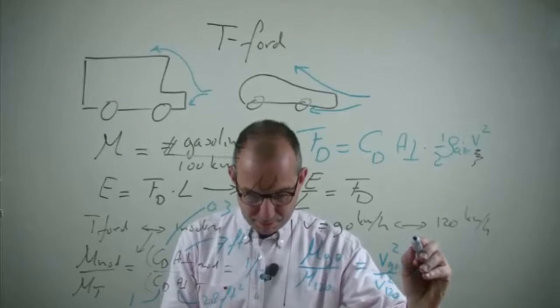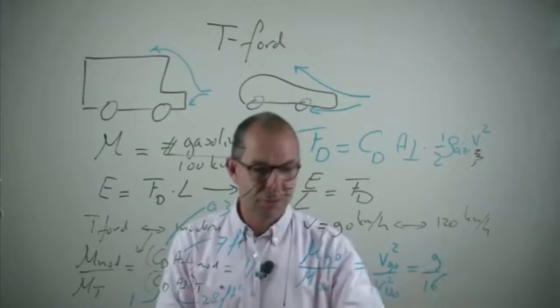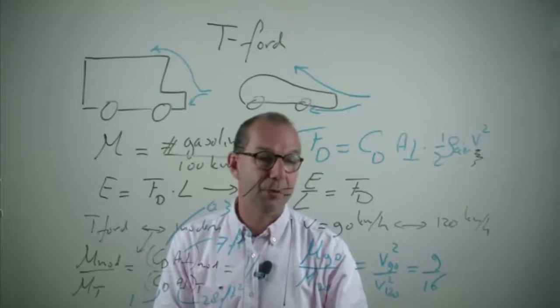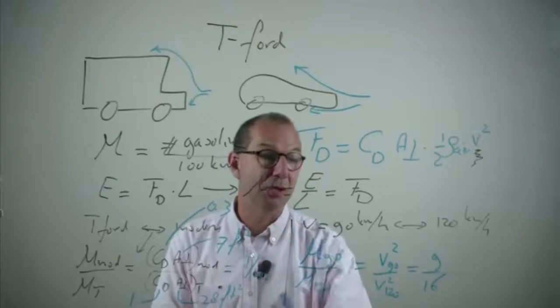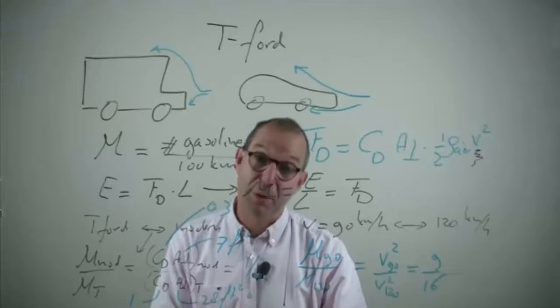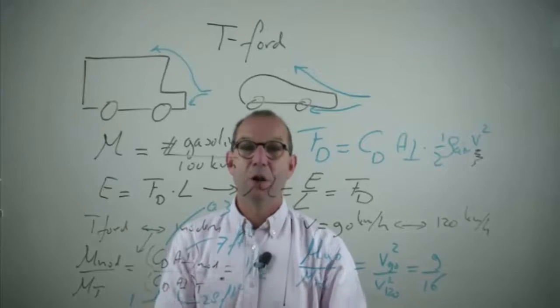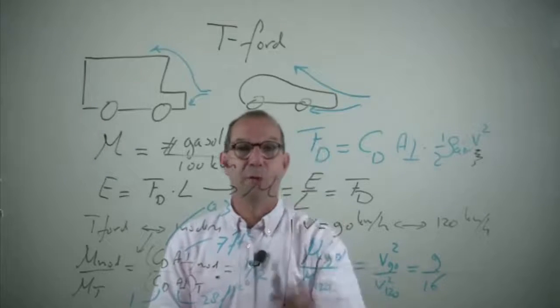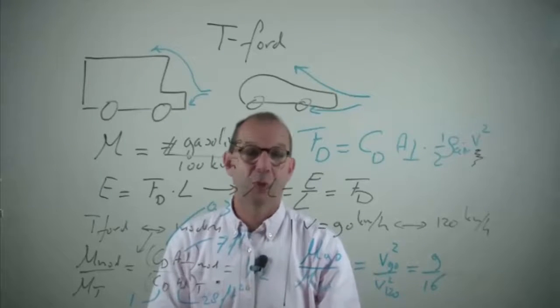Out of that comes that the mileage goes down pretty quickly if you increase your speed from 90 to 120. You roughly double the amount of energy that you use. From an environmental point of view, you better drive slow. Hope this shows you how you can work with drag forces and answer different questions than only computing the drag force.